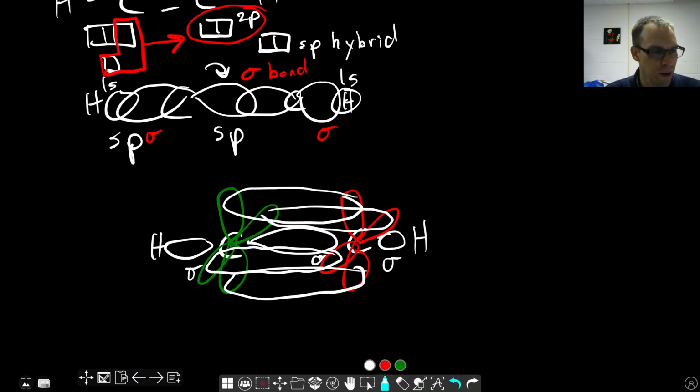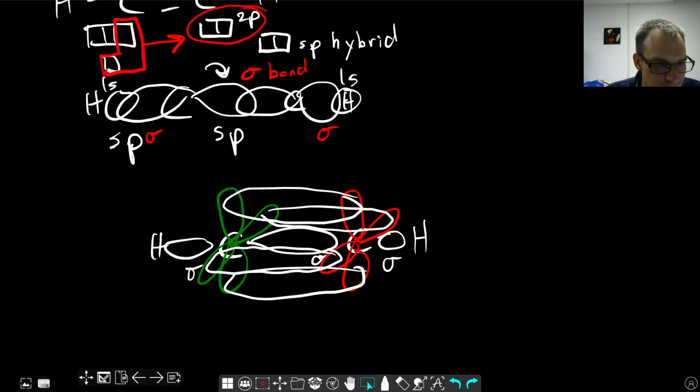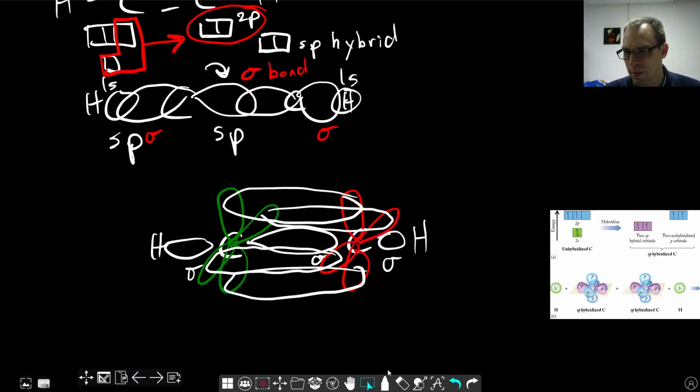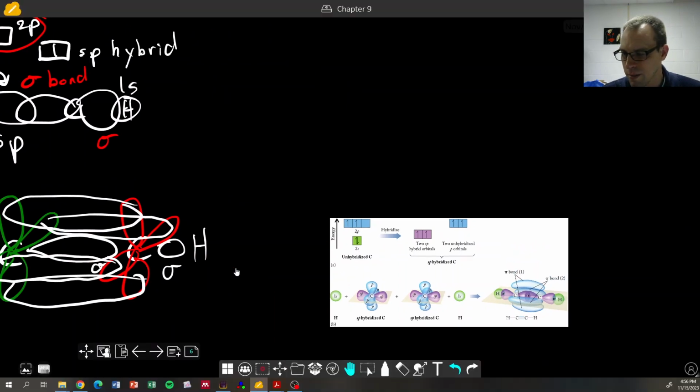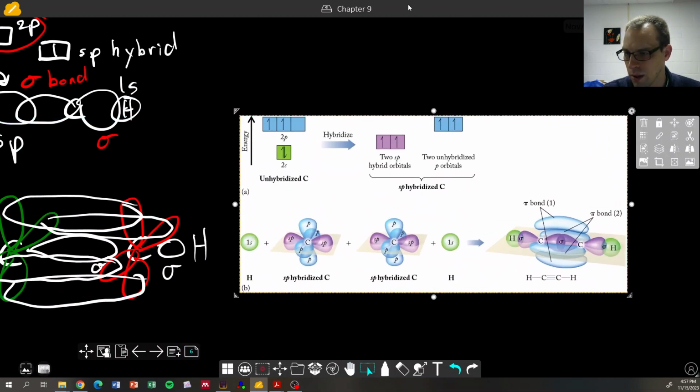I'm actually going to grab a figure from your textbook that shows this a little bit more clearly. Let me make sure I find the right one. That is not the one I want, but same basic idea. I'm looking for the one that has not nitrogen, but acetylene, 9.28. There we go. This is the one I want. Let's make this a little bit bigger so we can read it.